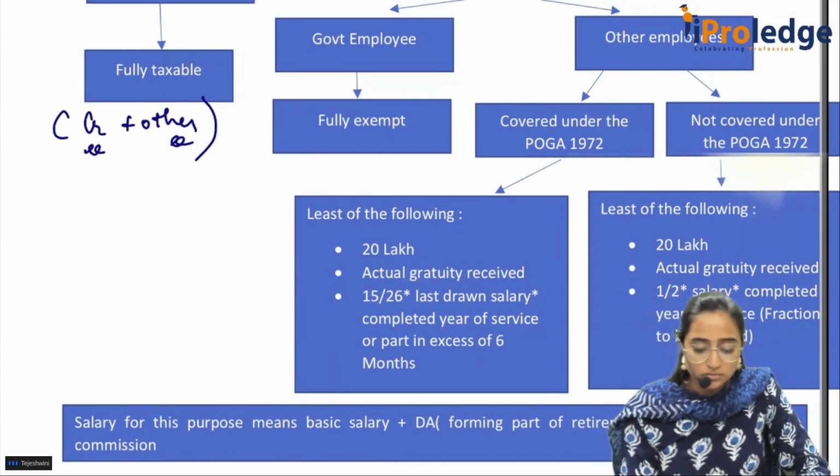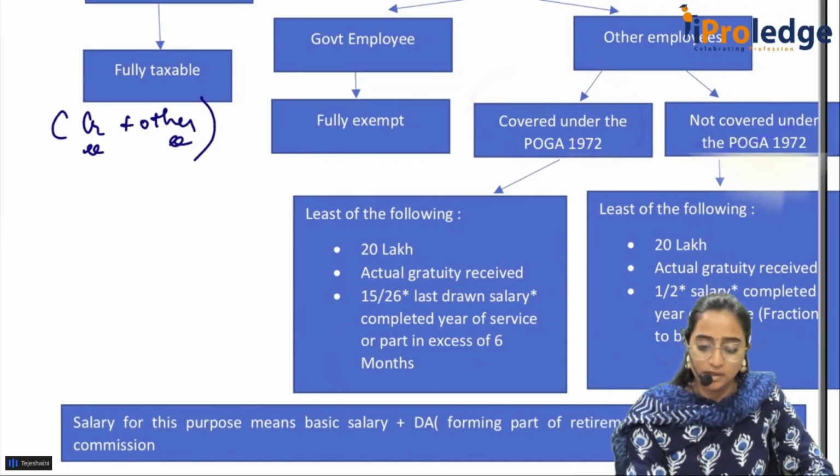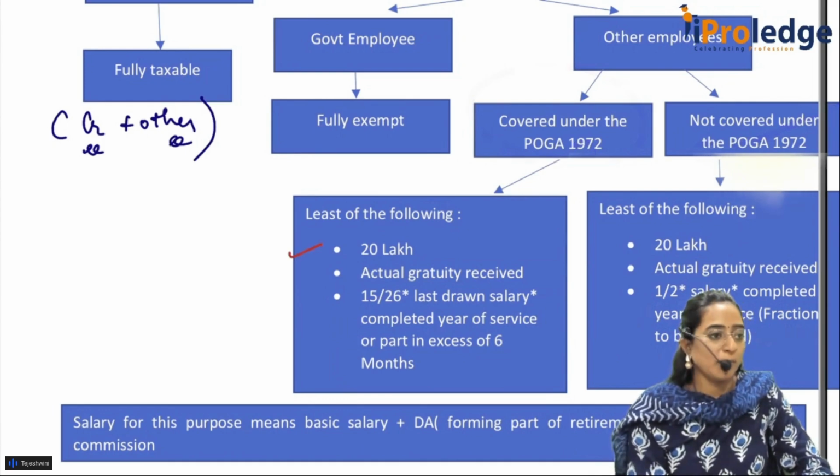Then clear. If it is covered under POGA or not covered under POGA, if it is covered under POGA, first of all, 20 lakh rupees, the least of the following would be exempted.